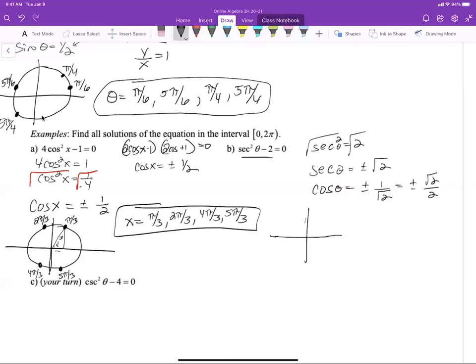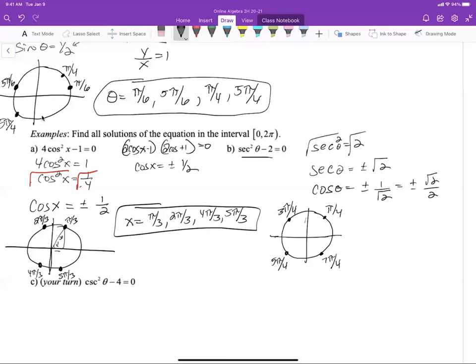So now I have to look at my unit circle and determine what angles have an x coordinate of square root of 2 over 2, both positive and negative. That happens at my 45-degree triangles, both positive and negative. So I have 4 locations. Those are at pi over 4, 3 pi over 4, 5 pi over 4, and 7 pi over 4.